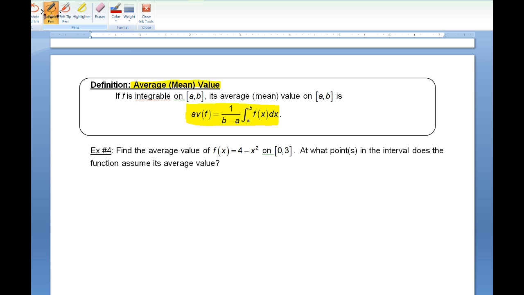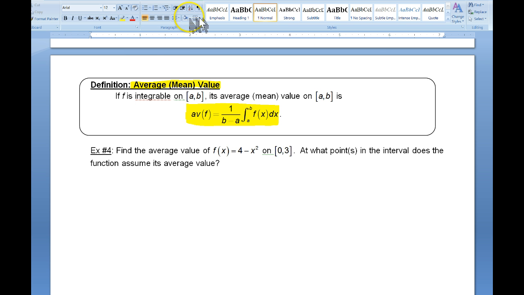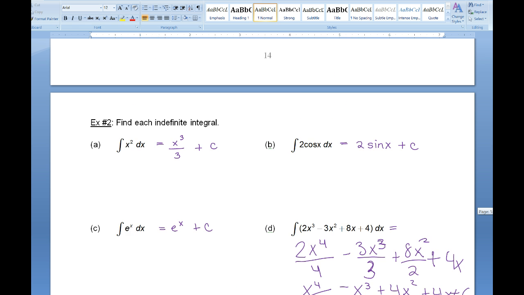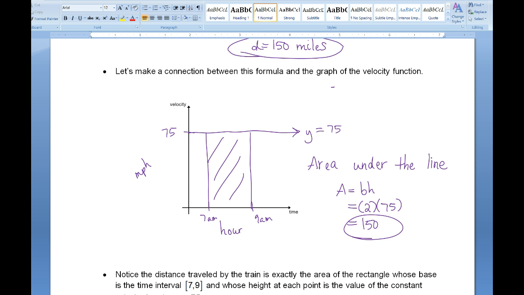I can show you. Remember, in the very beginning of the chapter, we started with the train problem. We said the train is going 75 miles per hour, I think it was, from 7 to 9. What did we first figure out? We figured out that the area under the curve gave us the total distance traveled. What would happen if we divided the total distance traveled by the time interval? You would get the average speed. Of course, if it's constant, it's going to give us the same result: 150 divided by 2 hours would give us 75.